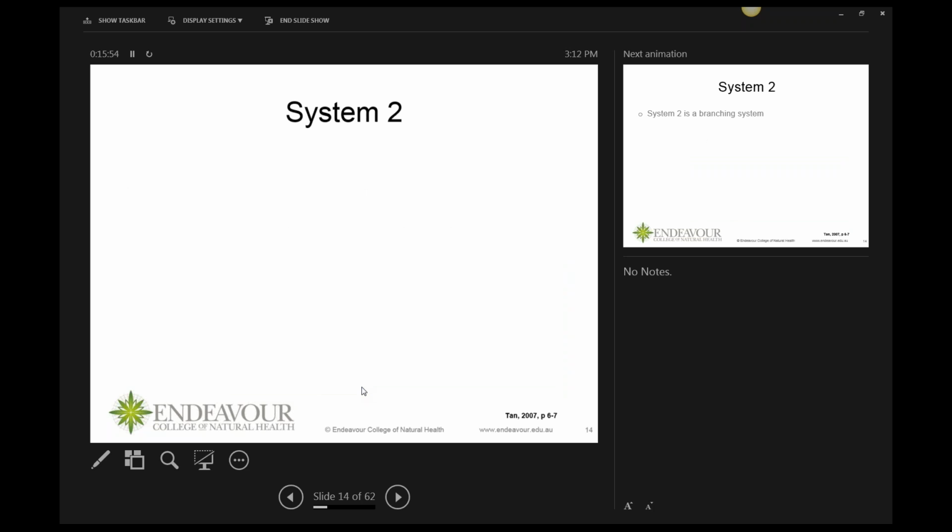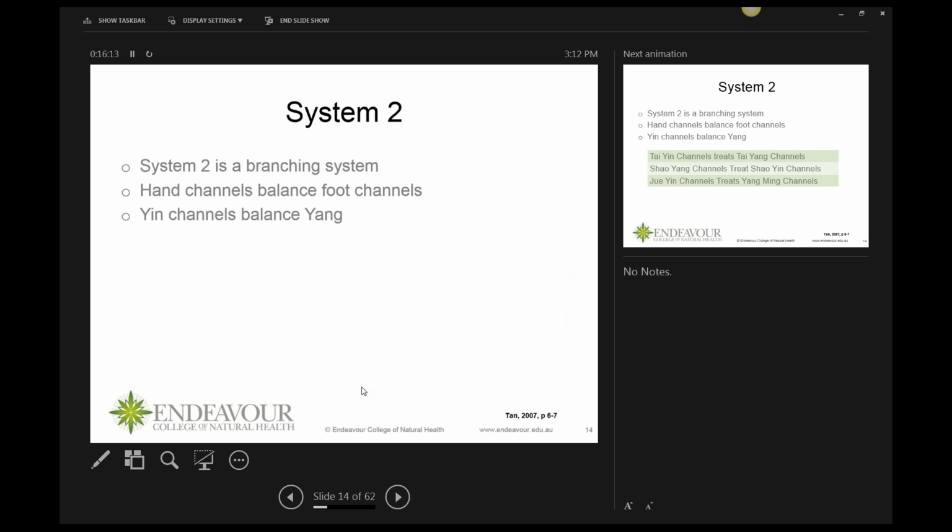So system 2, this was probably the one that I struggled with to try and get my head around what he was actually talking about. So I'll spend a bit more time on that one. It's what he terms a branching system. So hand channels balance foot channels. Yin balances yang, so again, that sort of makes sense. You'd have a yin balancing a yang and a hand balancing a foot. So I'm like, okay, I can get my head around that.